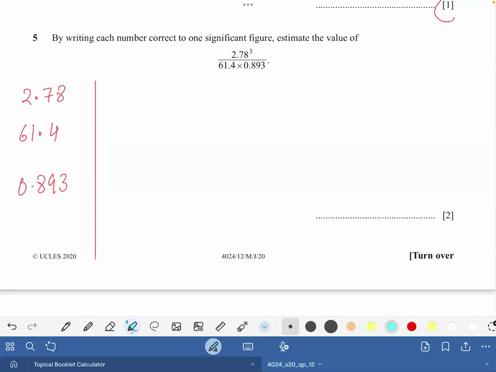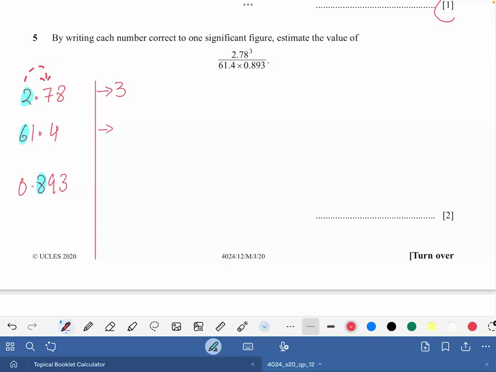First significant figure in 2.78 is 2. Here, in 61.4, it is 6, and in 0.893, 8 is the first significant number, because 0 to the left of a non-zero digit, even in a decimal, is not significant. Now you have to do one thing. You have to see what the digit after that number is. That is 7 in 2.78, so it means that I have to add 1 to 2. So that number will be rounded off to 3.